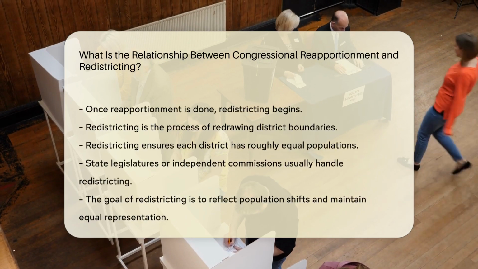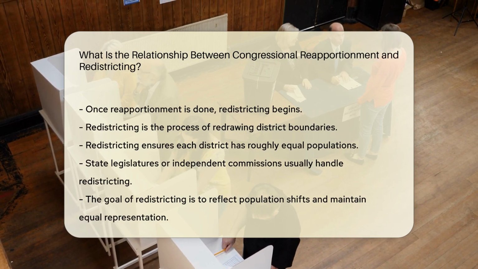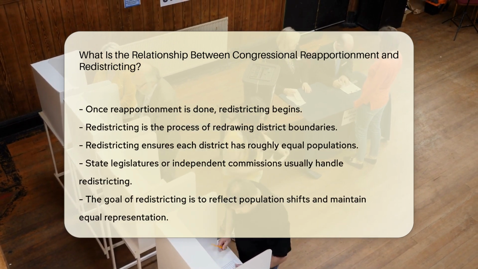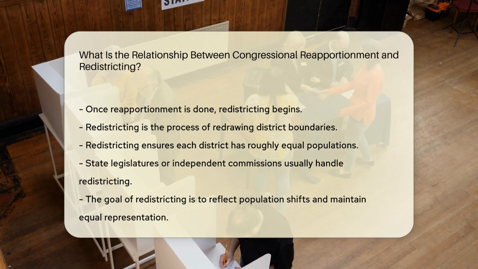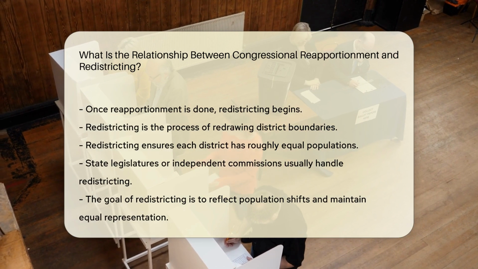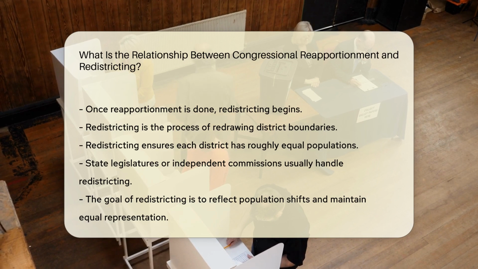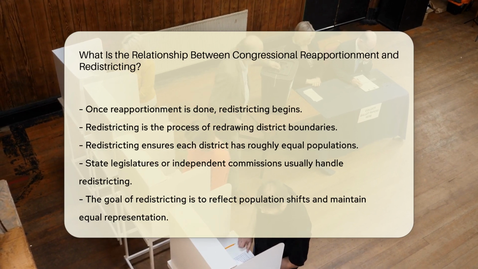Once reapportionment is done, redistricting begins. Redistricting is the process of redrawing district boundaries. This ensures each district has roughly equal populations. State legislatures or independent commissions usually handle redistricting. The goal is to reflect population shifts and maintain equal representation.